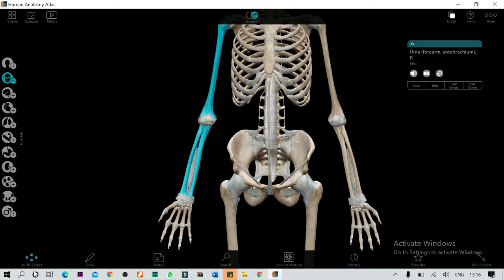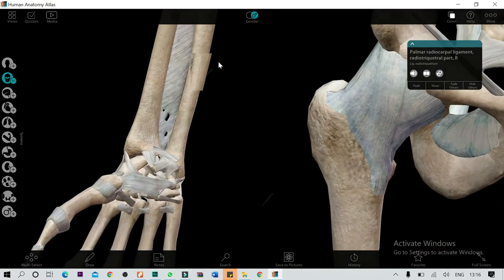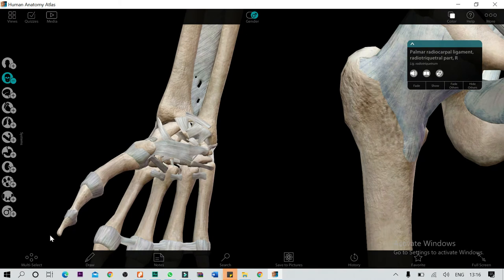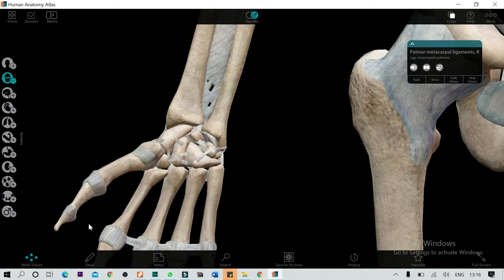Then after that, the carpus, so a total of 8 are there. Now look at here, these are the names of the carpal bones. First we remove all the ligaments which bind them together. So now we remove all these ligaments, and look at here, these are the carpals, and in total 8 carpals are there.